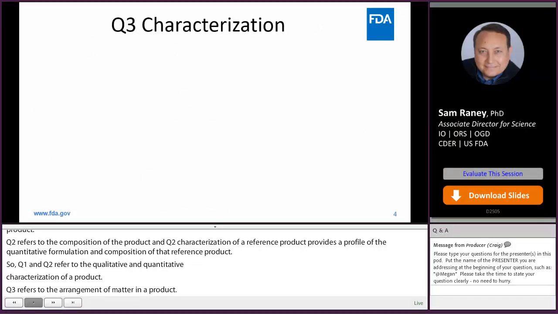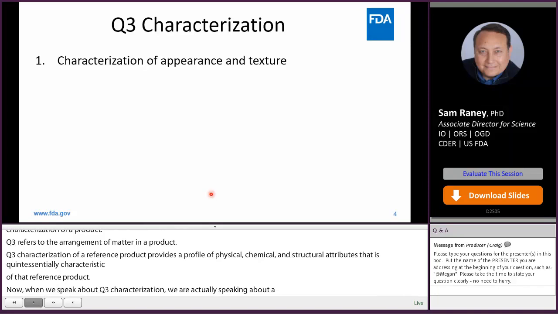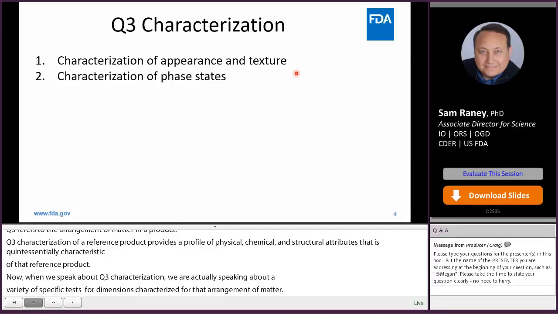Now, when we speak about Q3 characterization, we're actually speaking about a variety of specific tests that can be performed, different dimensions can be characterized for that arrangement of matter. And there are 10 dimensions of this Q3 characterization. The first being characterization of the appearance and texture of a product. This is the look and feel of a product.